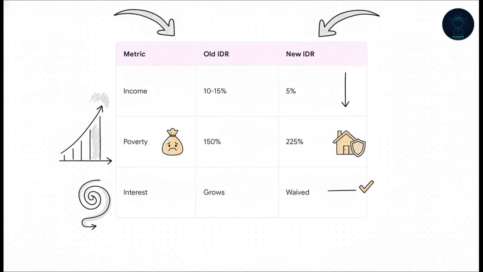The old framework protected income up to 150% of the poverty line. The new one protects up to 225%, meaning way less of a borrower's income is even considered for repayment. But even more structurally significant, unpaid monthly interest is now waived, preventing the total loan balance from endlessly growing, which, as we know, was a major structural flaw in the old blueprint.